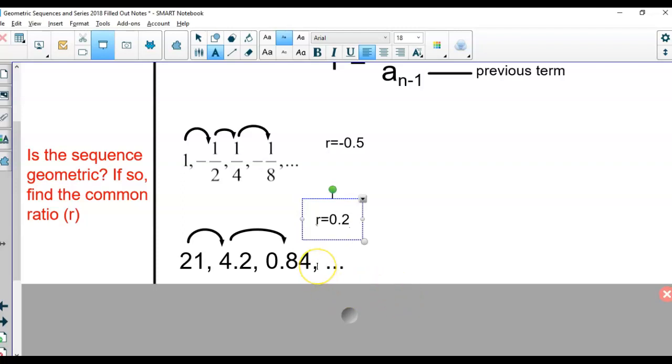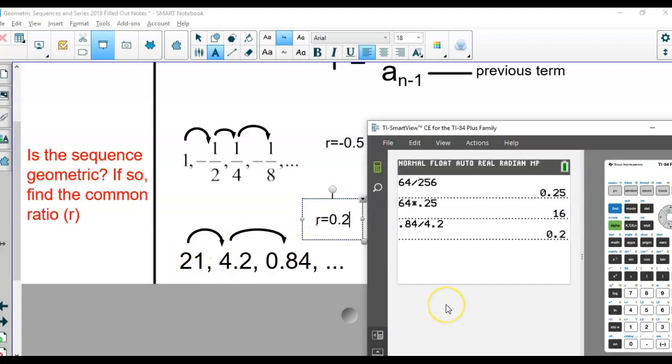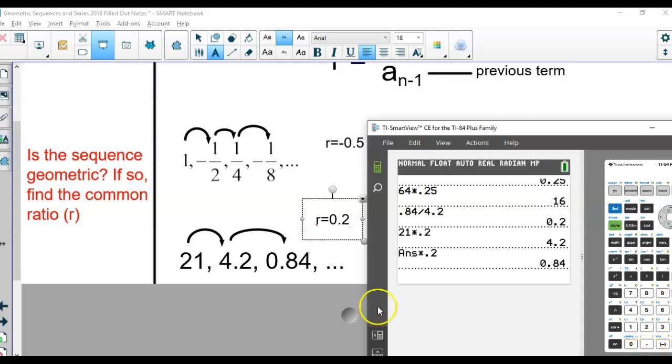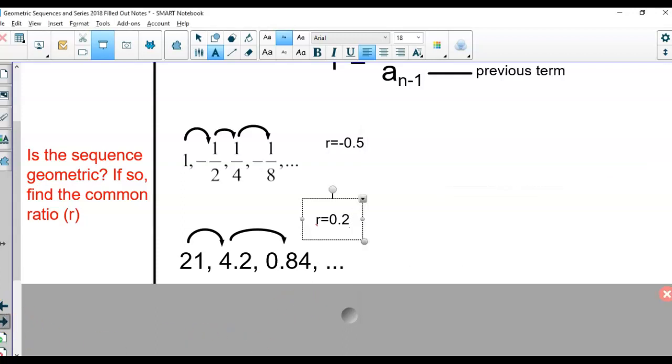Now, what we can do is another way to check this, right? So we know from 4 to, if we took 4.2 times 0.2, we would get 0.84. We could also take 4.2 here and divide it by 21, and that should also be 0.2. Or, if this is going to be geometric, 0.2 needs to work each time. So you would just take 21 times 0.2. That gives me 4.2, and then times 0.2. That gives me 0.84. Again, we have a geometric sequence here.